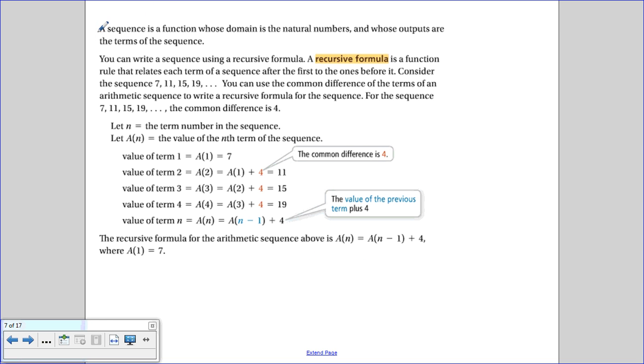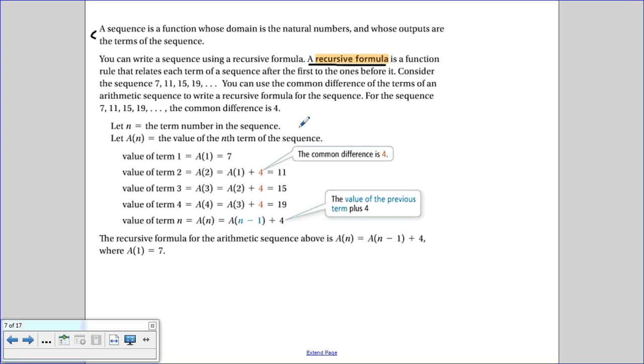So a sequence is a function whose domain is natural numbers and whose outputs are the terms of the sequence. So a sequence is like a pattern. And we can write a sequence using what's called a recursive formula. A recursive formula is a function rule that relates each term of a sequence after the first one to the ones below it.